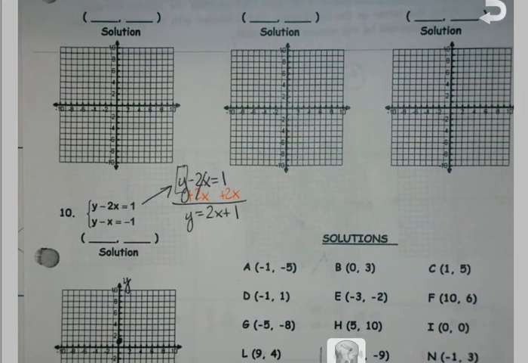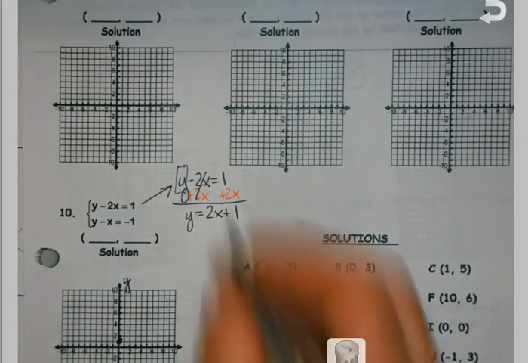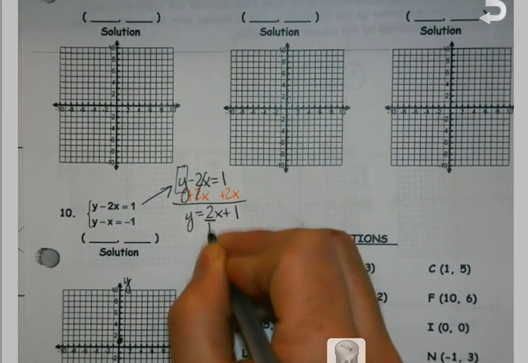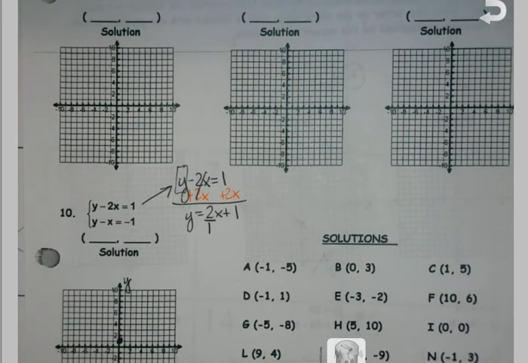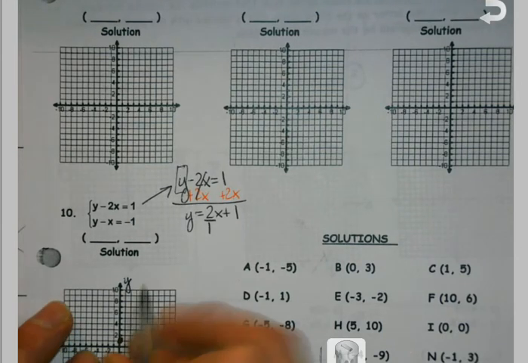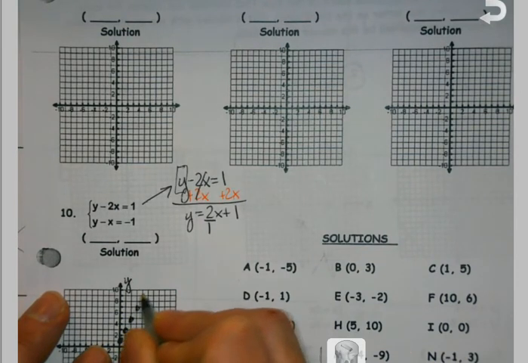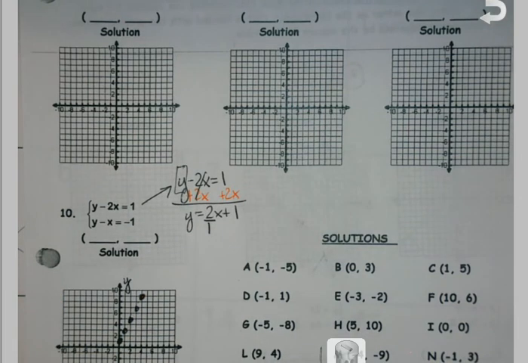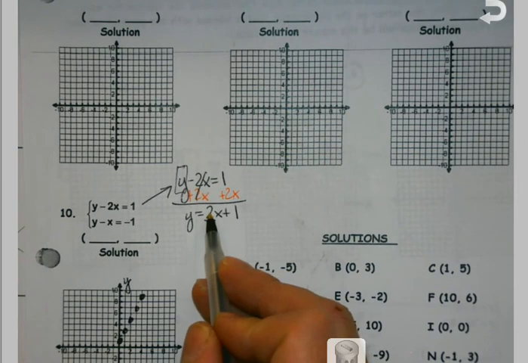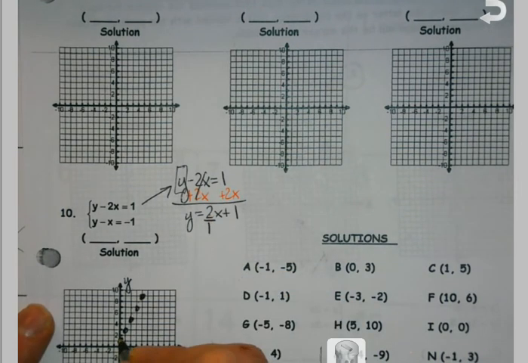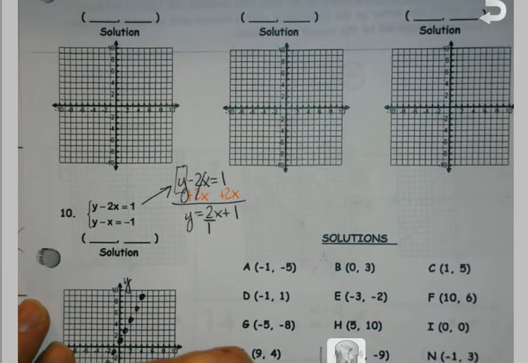So if that's my y-intercept, what's my slope then? 2 over 1. And what's that mean? Up 2 and right 1. Up 2 and right 1. Go dot crazy. And when you run out of room, we just do our double opposite. So instead of up and right, we're going to go down and left. Down and left. Down and left.